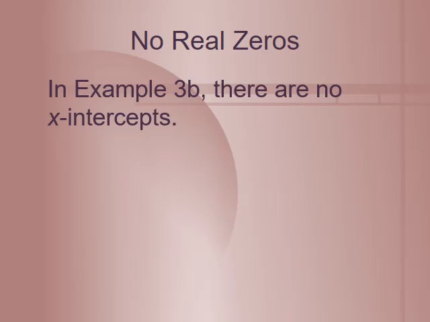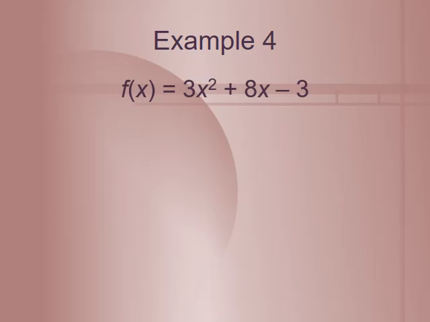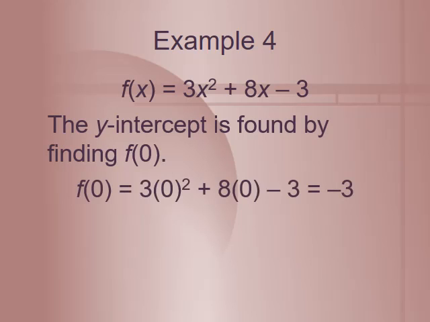Okay, let's do one more example. Okay, we have 3x squared plus 8x minus 3. So we can go ahead, and our instructions are to find the y-intercept, the zeros, and the vertex. Now before we've been finding the x-intercept. When we find the y-intercept, we have to change our x's to 0. So we're going to change all of our x's to 0, and we end up with -3. So our y-intercept for this is going to be (0, -3).